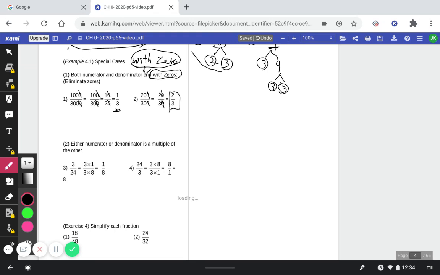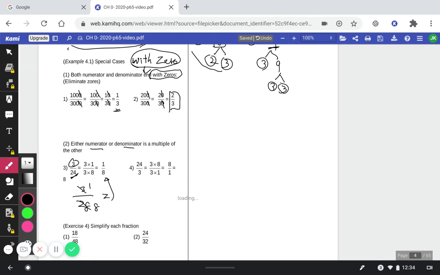Now, another special case is if one of them, either the numerator or denominator, is a multiple of the other one, which means like 3 goes into 24 completely. Okay, then you can write it as 3 times 1 and 3 times 8. And then you end up with 1/8. Or another way is you can say 3 goes into 3 once, 3 goes into 24 8 times. So you end up with 1/8.